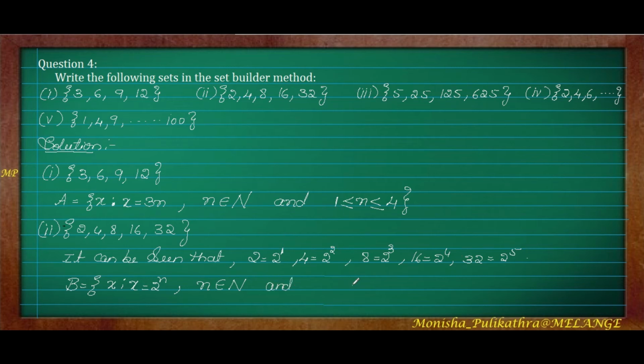So in the same method you have to write: n is greater than or equal to 1 and less than or equal to 5. So this is the method of writing the set builder method. I hope you understood this. Let us move on to the third problem.